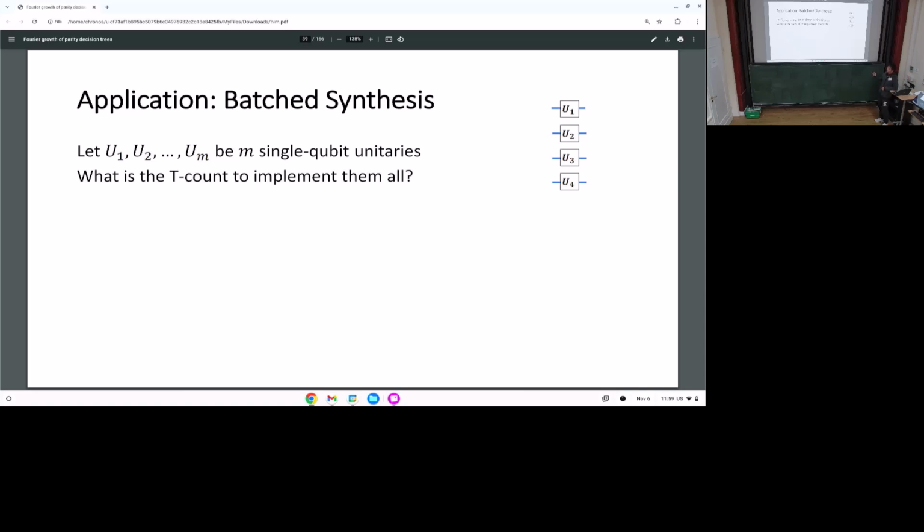And what will be the T count necessary? So the natural attempt is to do it separately. For U1, we use the single-qubit synthesis result, and for U2, same. And to apply a union bound, we need to make sure each one of them has error smaller than epsilon over m. And this will have a T count of m times log m over epsilon, because you have m of them, and each one will need log.